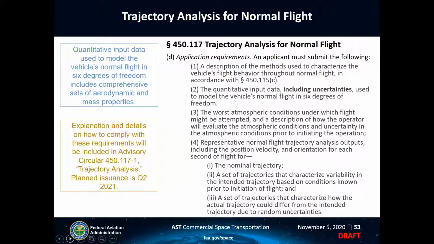Representative normal flight trajectory analysis outputs, including the position, velocity, and orientation for each second of flight for the nominal trajectory, a set of trajectories that characterize variability in the intended trajectory based on those conditions known prior to the initiation of flight, and a set of trajectories to characterize how the actual trajectory could differ from the intended trajectory due to random uncertainties. Explanation of details on how to comply with these requirements will be included in Advisory Circular 450.117-1 titled Trajectory Analysis. Next slide, please.